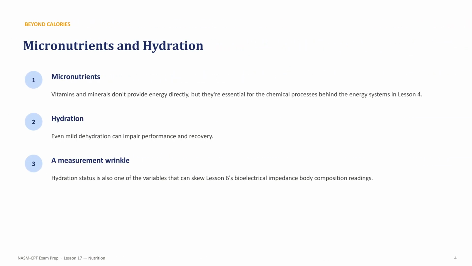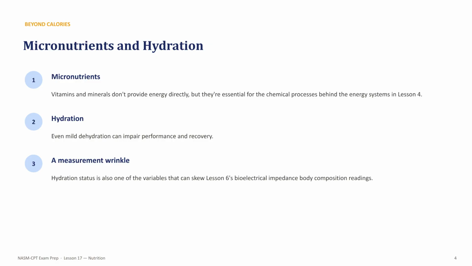Let's go beyond calories. Micronutrients. Vitamins and minerals don't provide energy directly, but they're essential for the chemical processes behind the energy systems you covered in Lesson 4. Hydration. Even mild dehydration can impair performance and recovery.